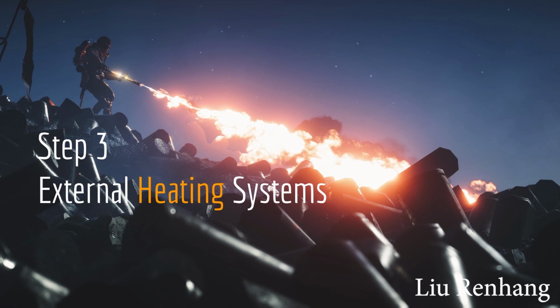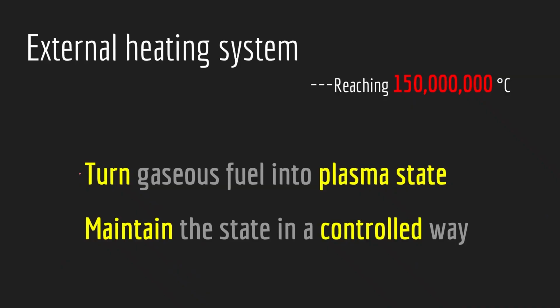Next, let's talk about the external heating systems. In order to make it possible for the fusion to happen, we must turn the gaseous fuel into plasma state and maintain the state in a controlled way. Thus, we need to heat the plasma, or the gaseous fuel, to an extreme temperature, around 150 million degrees Celsius, almost 10 times the temperature of the core of the sun.